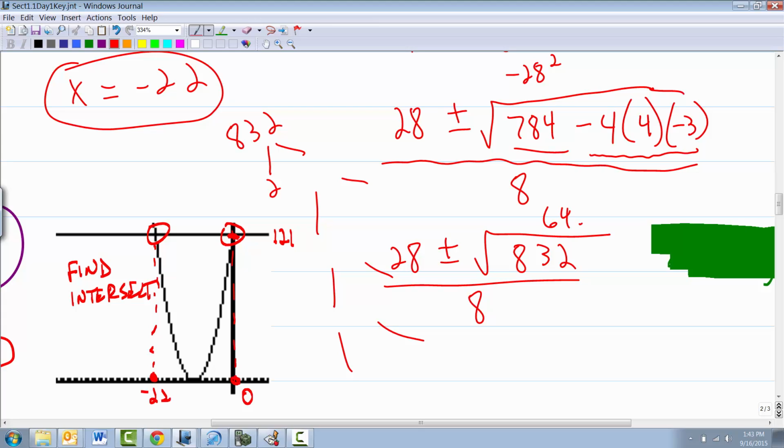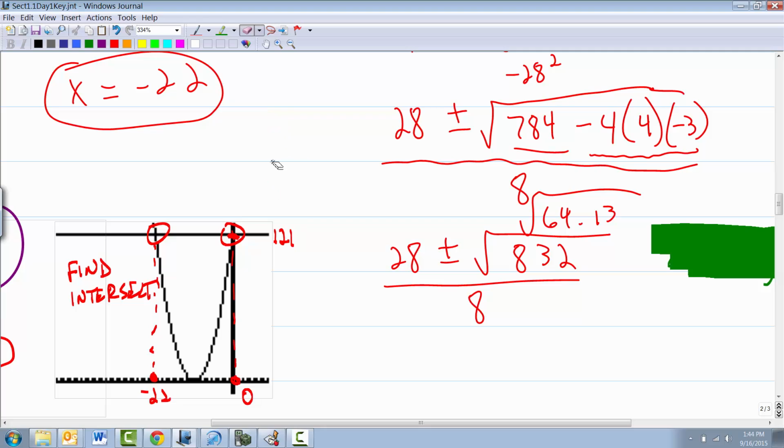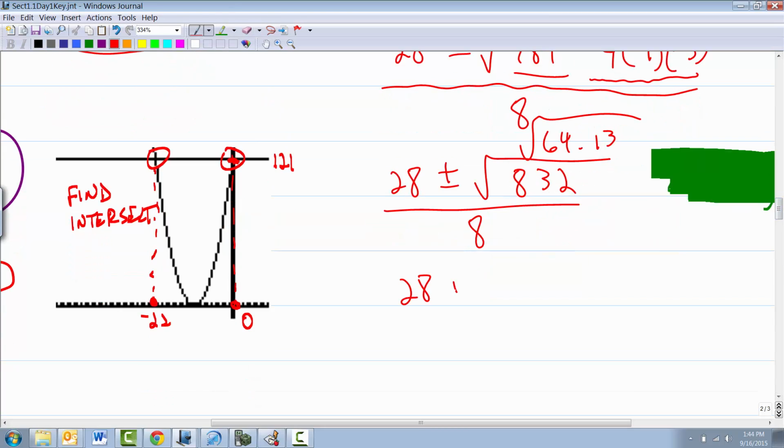64 times 13 is guaranteed to be 832 now that I just did all that. So what I'm trying to identify is perfect squares, and I got a real good one. What's the square root of 64, everybody? 8. So let's get this sequoia tree out of here. 28 plus or minus 8 square root of 64, root 13 stuck in jail.